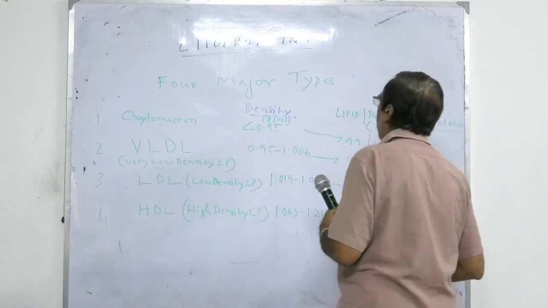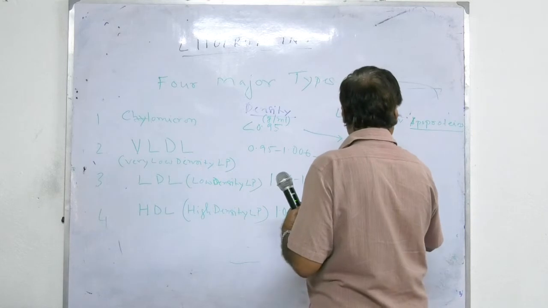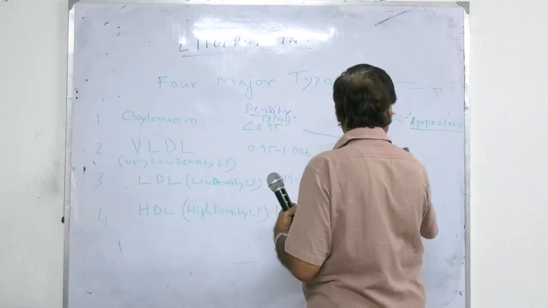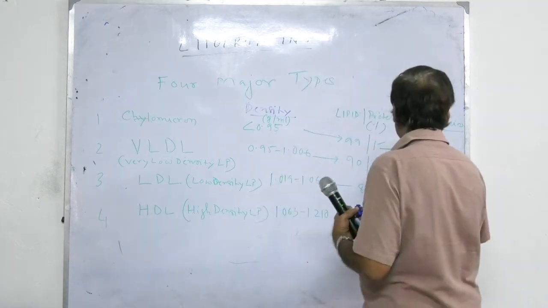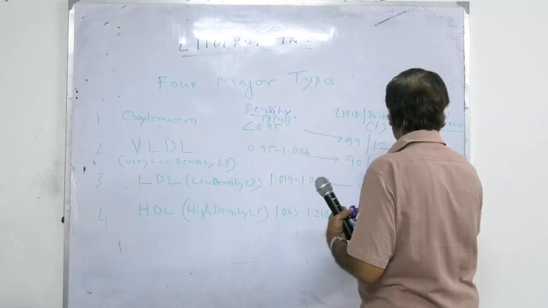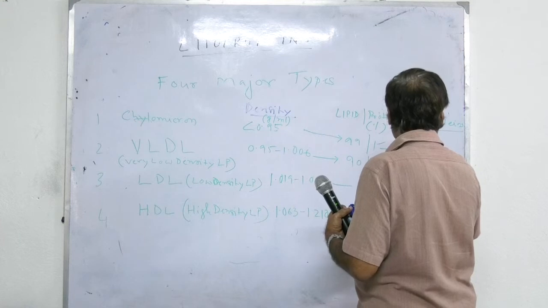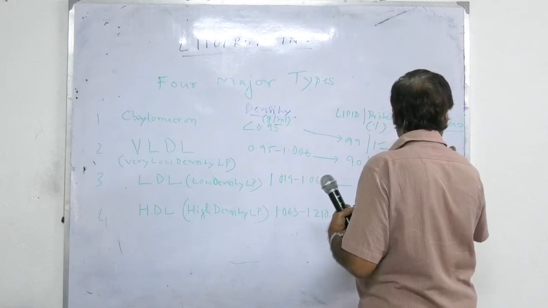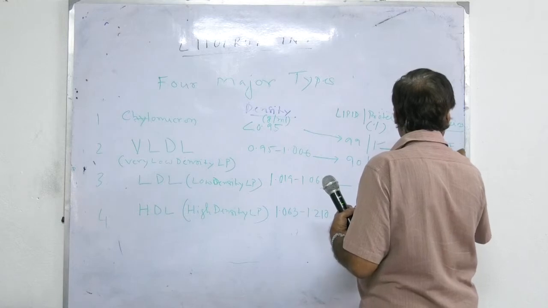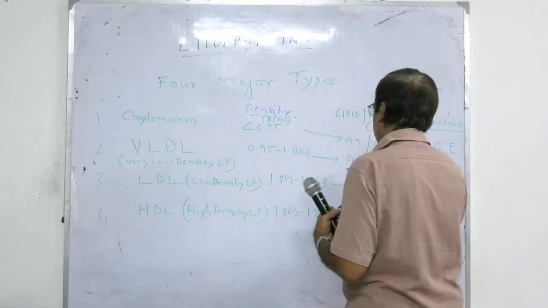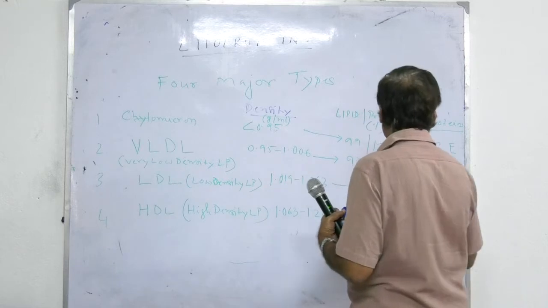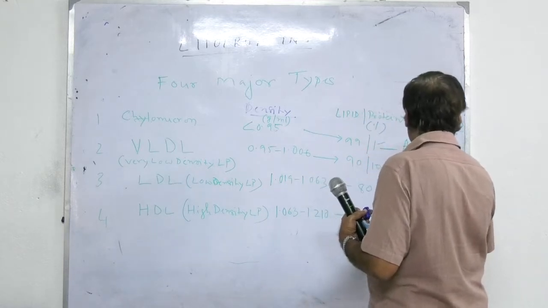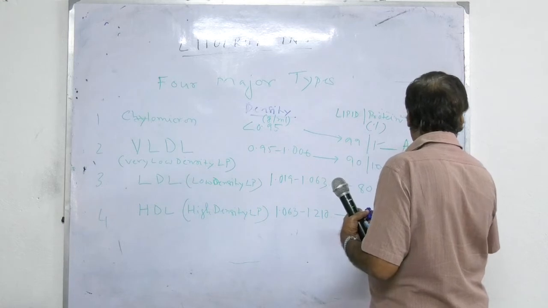There will be more than one apoprotein in one lipoprotein. In case of chylomicron, it is the A apoprotein, B48, C and E. In case of VLDL, it is B100, C and E.